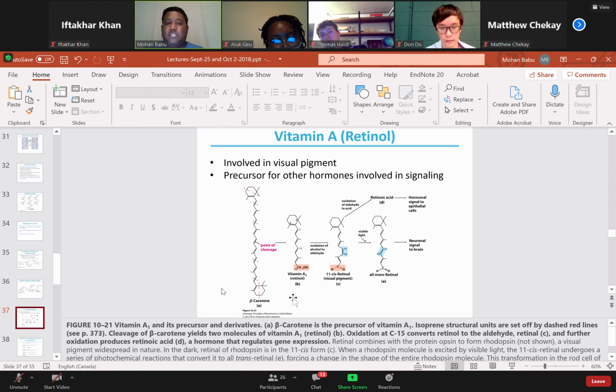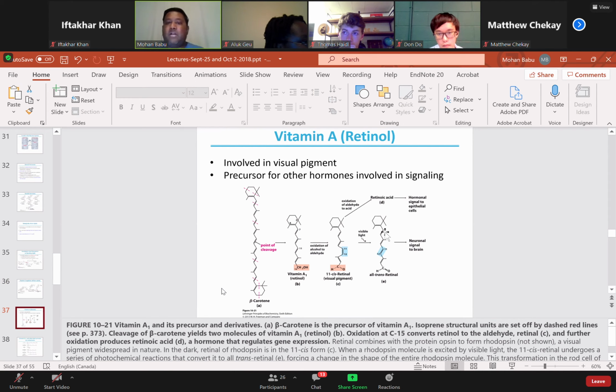Now this is panel A, and in panel B, an oxidation is happening that converts the C15 here, the retinol, to the aldehyde group. So here is the aldehyde group, and that leads to retinal. Further, it produces retinoic acid, upon oxidation of the aldehyde to acid. This is a hormone that is very important and regulates gene expression.